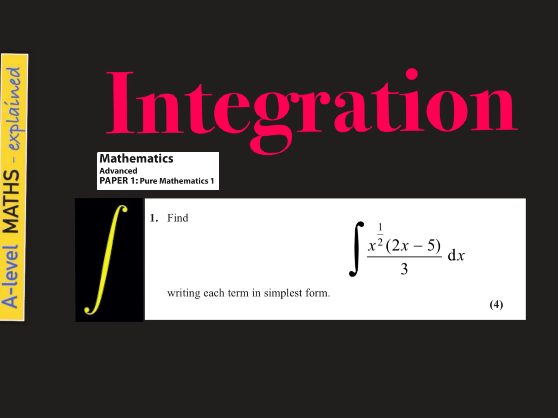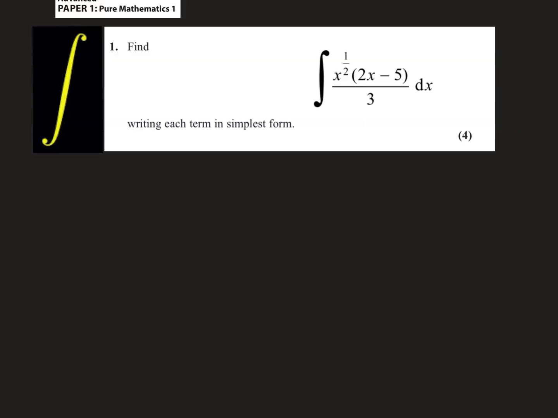It'll be far easier if we expand that function by multiplying the x to the power of a half with 2x and x to the power of a half with minus 5. First of all, I think I might want to get rid of this 3. So I will rewrite this as the integral, and I'll put the third at the front. I could move it before the integral sign, but I will keep it here.